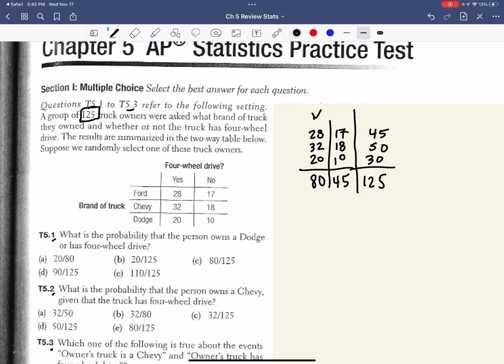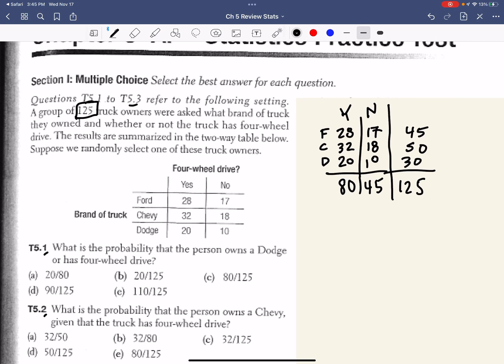Okay. So this is the ones that said yes. This is the ones that said no. This one said Ford, Chevy, and Dodge. So they interviewed them and asked what truck they owned and whether or not it has four-wheel drive. The results are summarized in a two-way table. So we know the denominator is 125 because we talked to 125 persons.